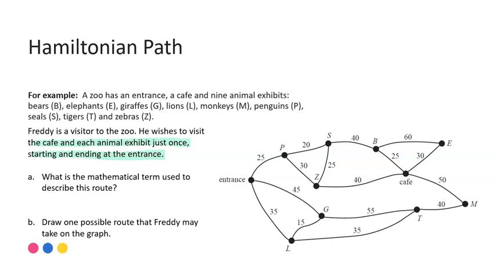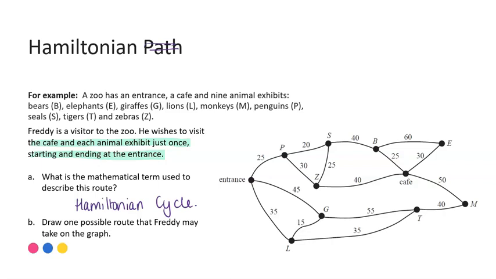So when you get a question like this, you have to be really specific. Here he is visiting the cafe, every exhibit, and starting and finishing at the entrance. So that means he is visiting every vertex in this graph. And so that means we have a Hamiltonian cycle. I've got the wrong label there, sorry.